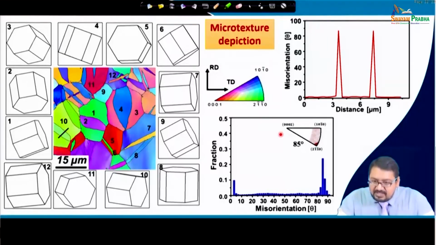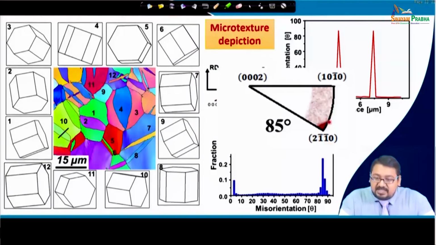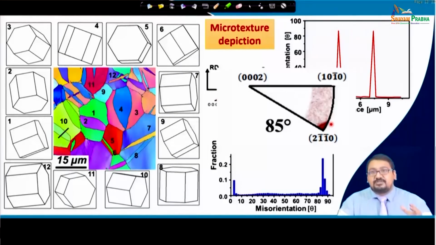And if we look into this, I have enlarged it, we can see that even the axis angle pairs can be identified using the microtexture process. But on the other hand, macrotexture does not give such in-depth information.